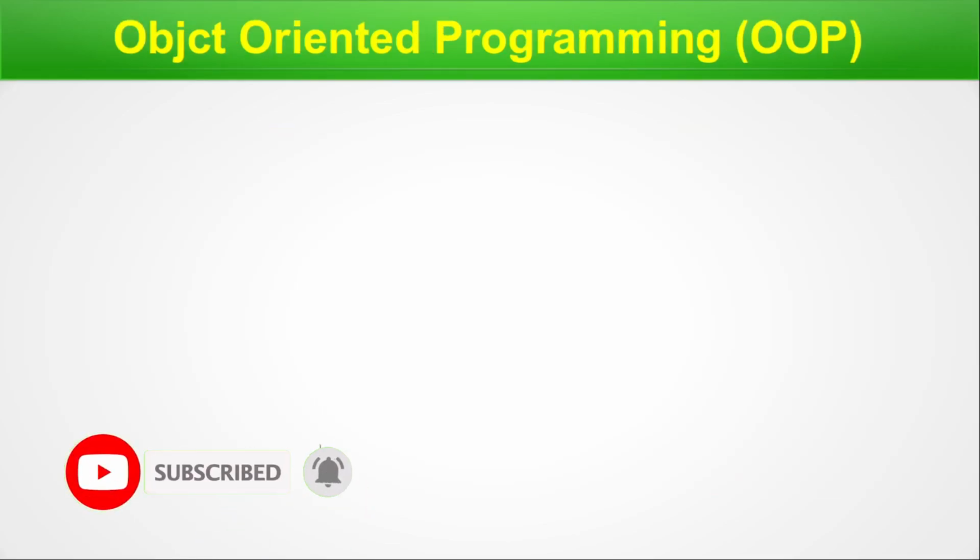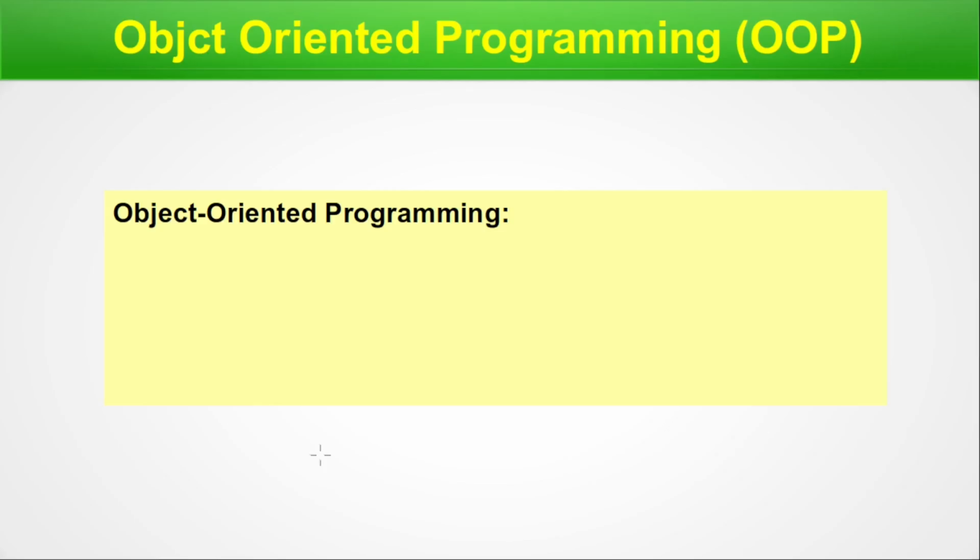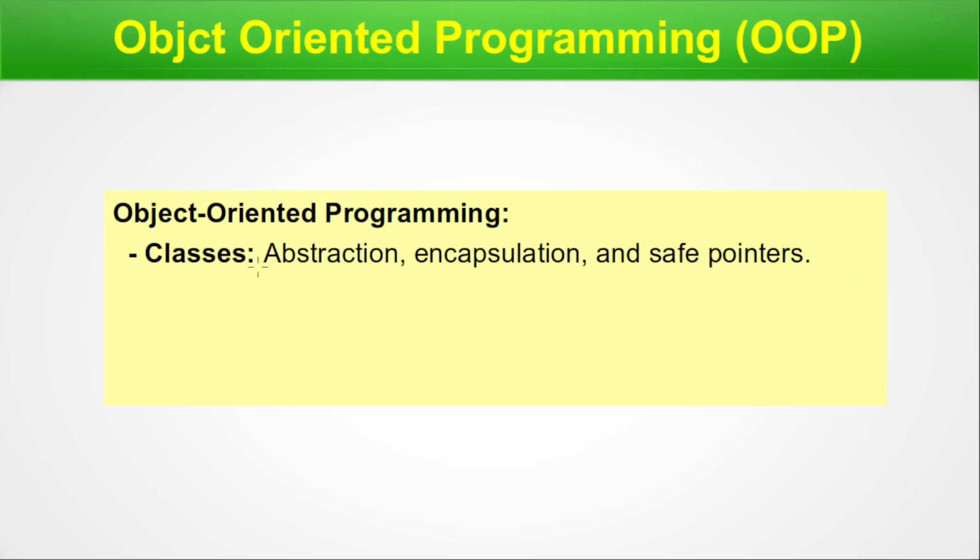Object-oriented programming. Now here I would say that object-oriented programming is a vast thing. We cannot capture everything in a single slide. However, here we are trying to just give you some brief bird's eye view. So first, in the object programming language, we have classes that has abstraction, encapsulation, and safe pointers. In OOP, classes help to organize the code by grouping related data and functions, hiding unnecessary details, which is called encapsulation, and safely managing object references called pointers.